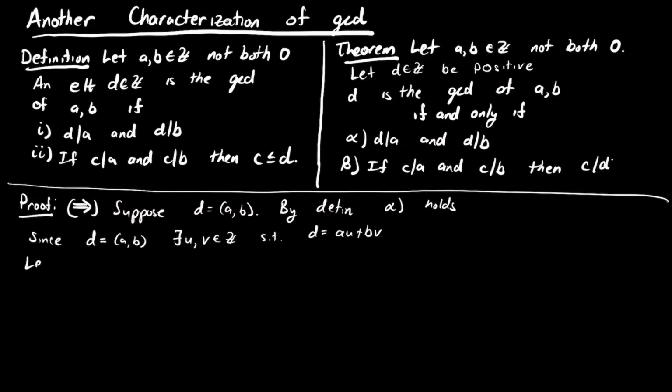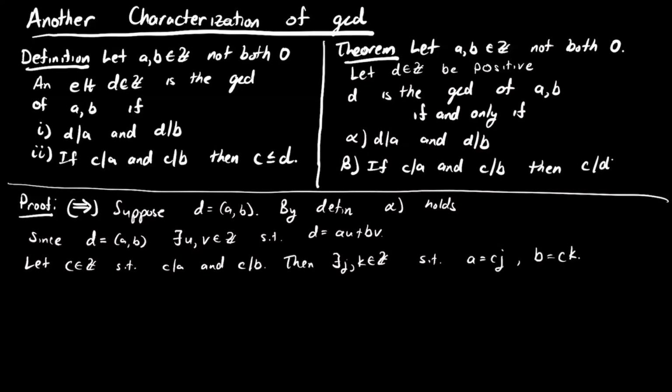Okay, so what am I going to do to show that condition beta holds? I'm going to say let C be an integer such that C divides A and C divides B. I want to show that C has to divide D. My goal is to show that C has to divide D. Then there exist integers J and K such that A is equal to CJ and B is equal to CK.